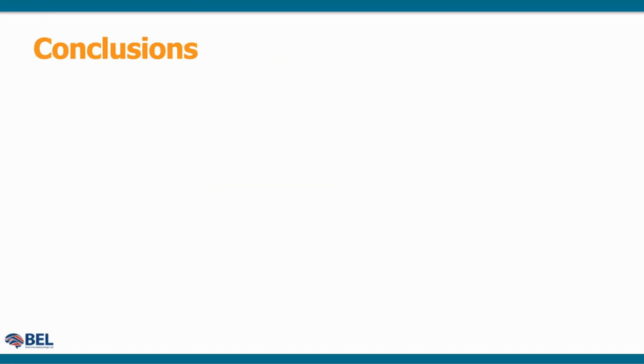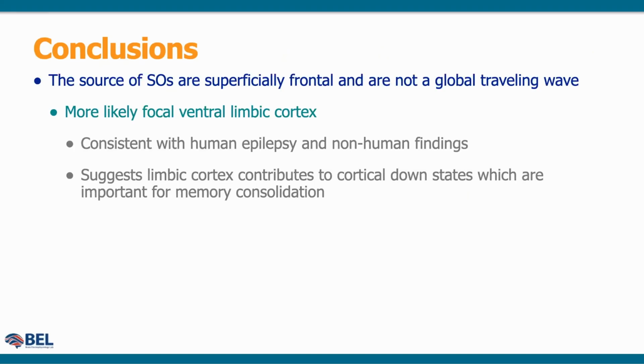So some conclusions: the source of slow oscillations is not superficially frontal and is not a global traveling wave. They are more than likely focal ventral limbic cortex. And this is very consistent with human epilepsy and non-human findings. And it suggests that limbic cortex contributes to these cortical down states, which are very important for memory consolidation.